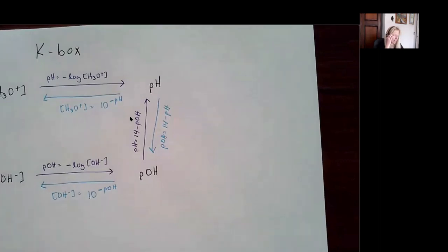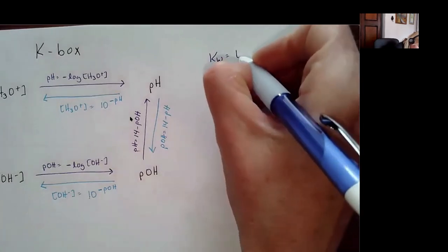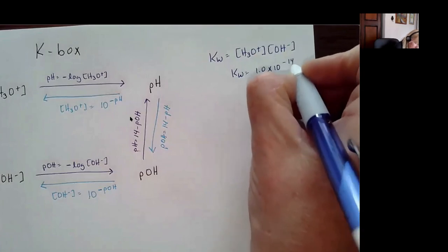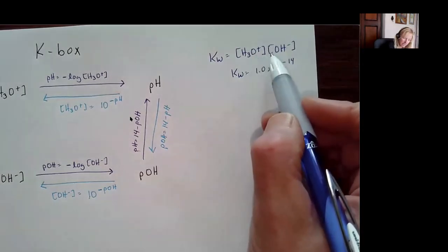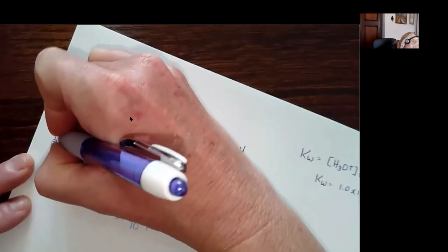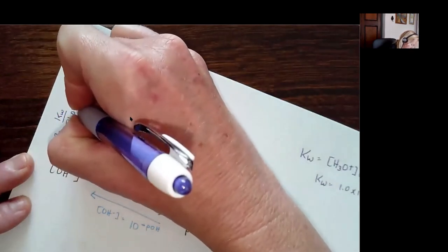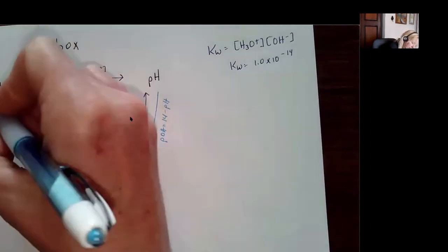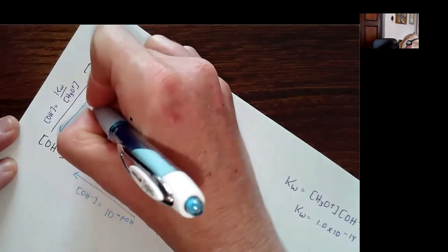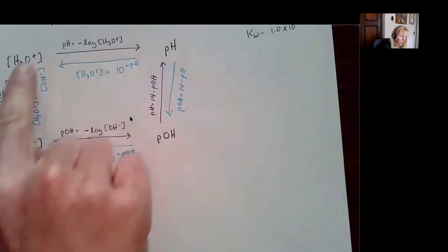And lastly, I can convert between these because I have the auto ionization constant for water, and Kw, remember, is 1.0 times 10 to the minus 14. So this allows me to toggle between these two as well. If I want to go from OH to H3O plus, OH minus is equal to Kw divided by the hydronium ion concentration. So I can go that way. And I can also go this way, where my H3O plus is equal to Kw divided by OH minus. I can use this K-box to go any way I want to.